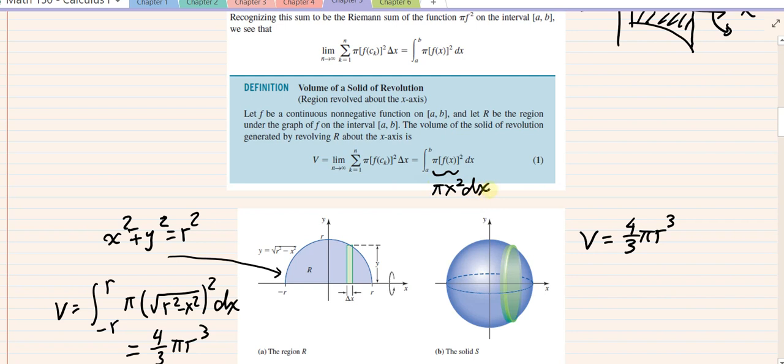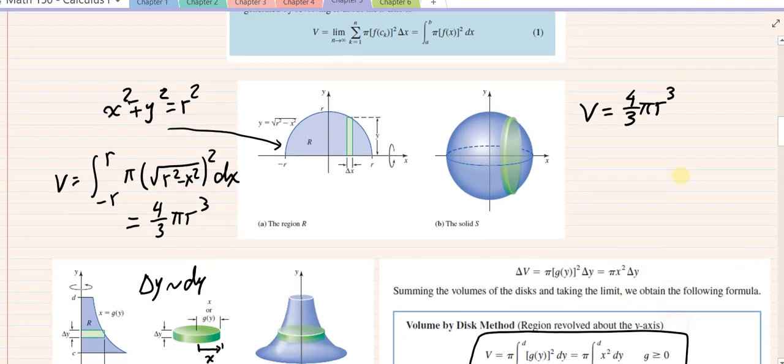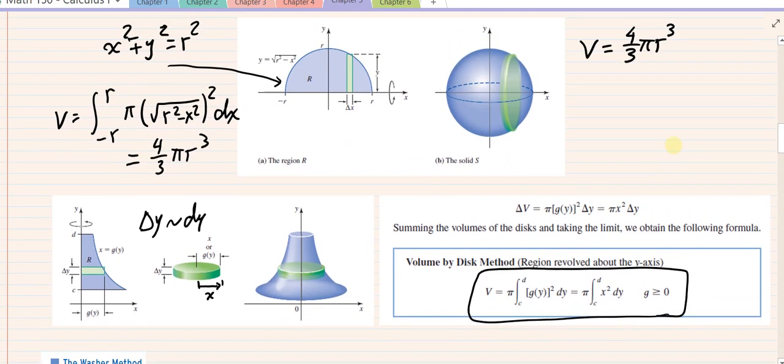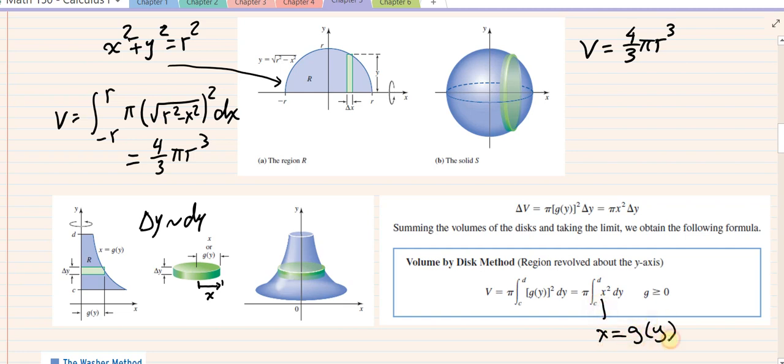Or I'm sorry, pi y, because f of x is y. Pi y squared dx, and y is stated as a function of x. And down here you have pi x squared dy. Now when we do this, it's important that x here is stated in terms of y, because the variable of integration is y, not x. Okay, and there you have this one.